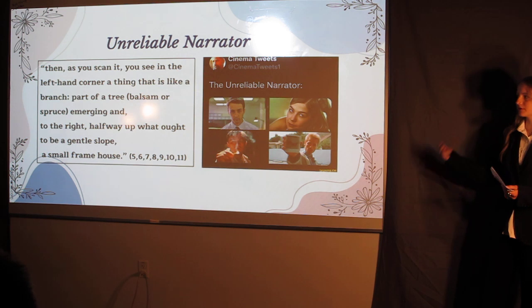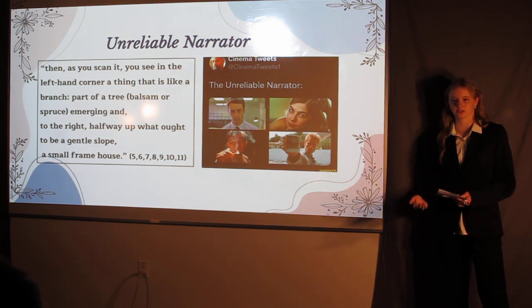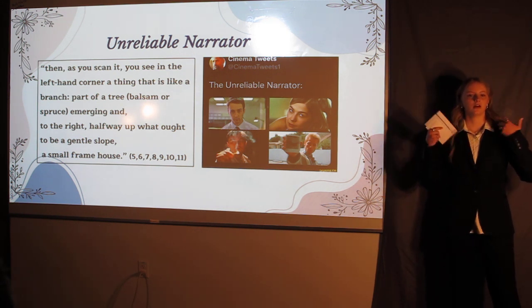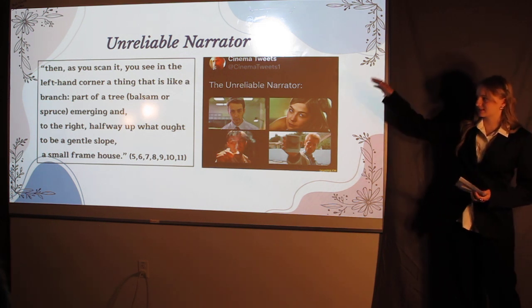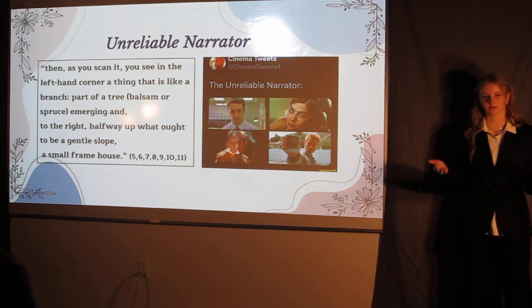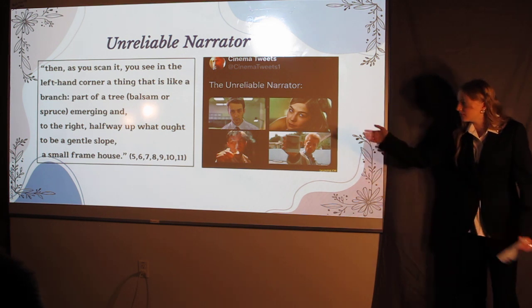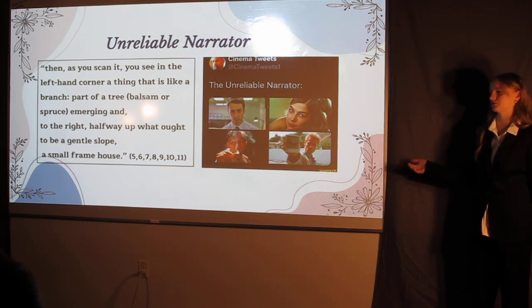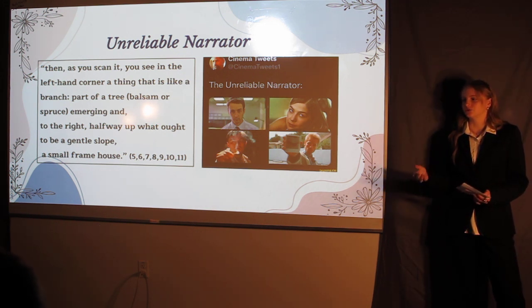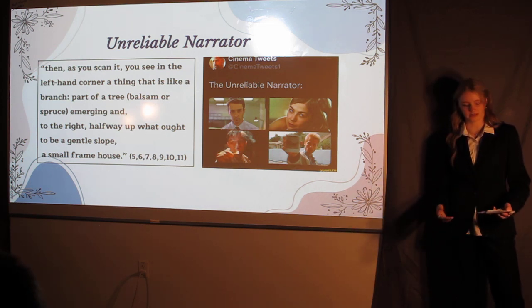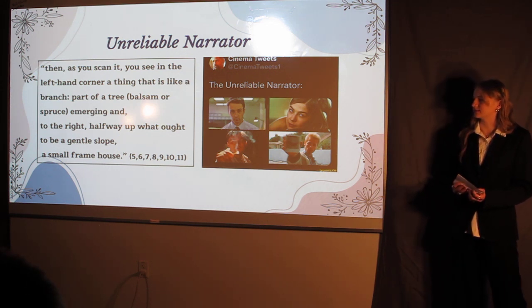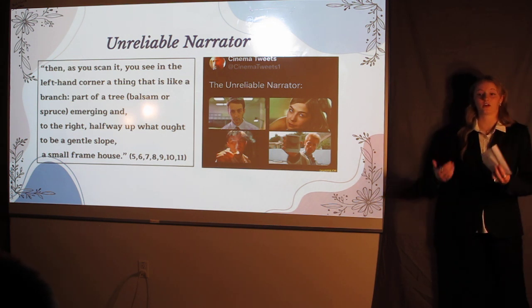The first being unreliable narrator, which is a little self-explanatory, but it's an untrustworthy storyteller. And so when we read stories and when we watch movies, we're heavily depending on the narrator of the movie and story. And so throughout this stanza, you can see that in the left-hand corner, there's a thing that is like a branch, and that she can't decide what type of branch it is. And then there's also this bottom one that's halfway what ought to be a gentle slope. So with these uncertain words, this indicates that she is lacking a huge sense of confidence and certainty within herself and her surroundings. And this symbolizes the suppression of the female voice within society, because she isn't confident within herself and thus cannot tell her story.